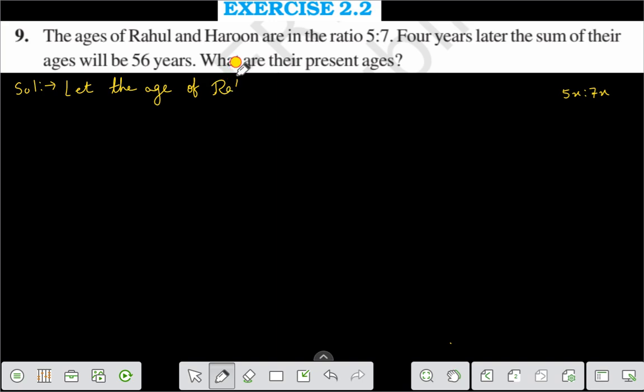Let the age of Rahul and Harun be 5x and 7x respectively.